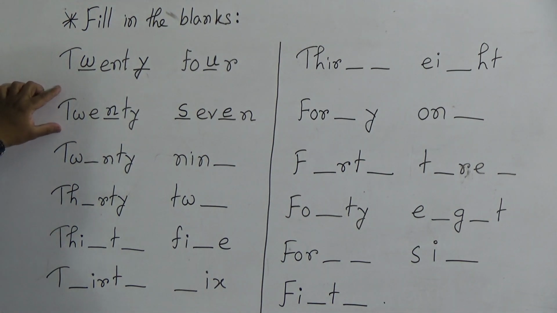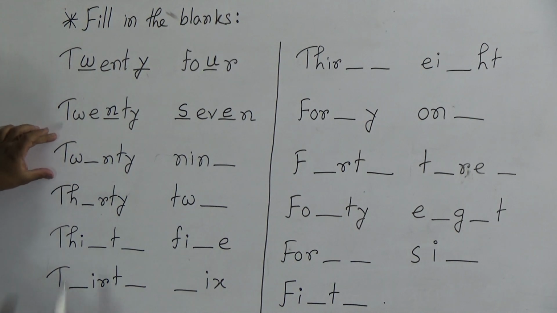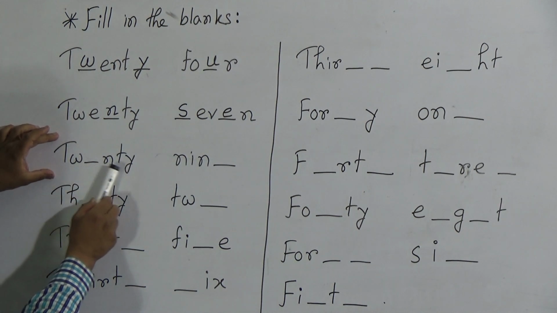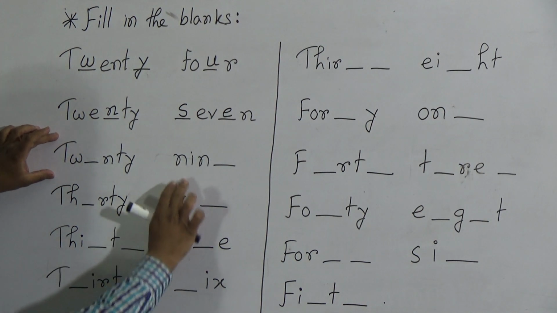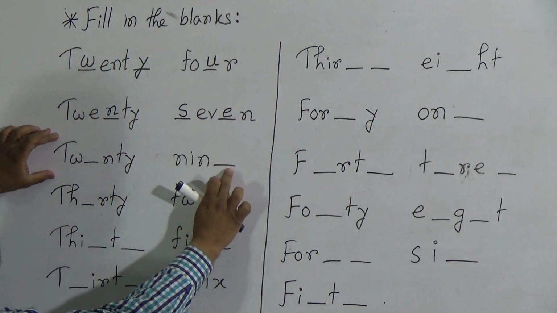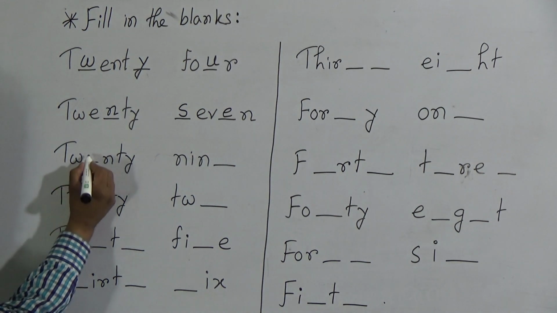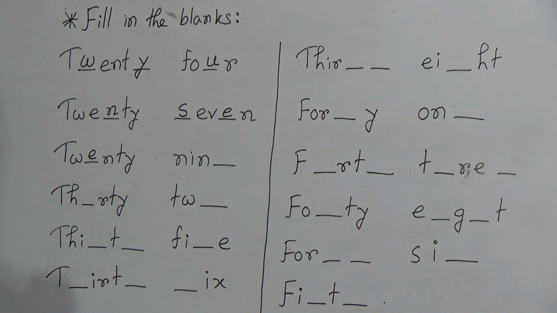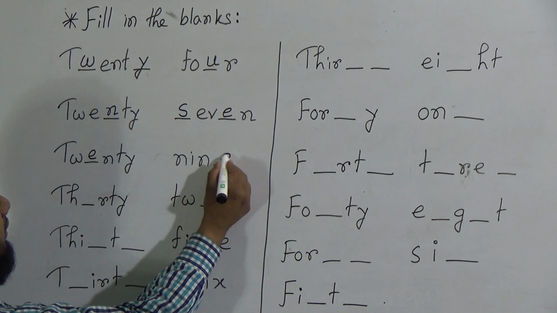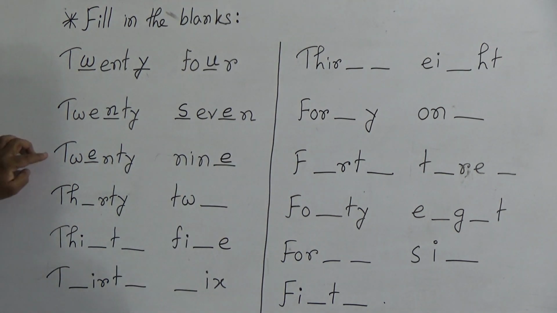Okay, which is the third one? Look, it's again 20, TWENTY 20, and it's also very easy, NINE 9. That means this word should be 29. TWENTY 20, then NINE 9. This means in this third blank, both blanks will be filled up with the letter E.